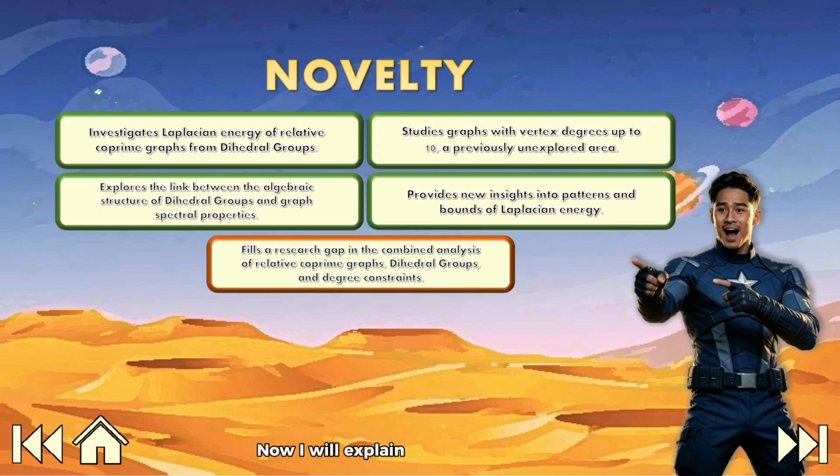Now, I will explain the novelty of this study. First, this research investigates the Laplacian energy of relative coprime graphs derived from dihedral groups. Second, it studies graphs with vertex degrees up to 10, which is a previously unexplored area. Third, it explores the relationship between the algebraic structure of dihedral groups and the spectral properties of graphs. Next, it provides new insights into patterns and bounds of Laplacian energy. Finally, this study fills a research gap in the combined analysis of relative coprime graphs, dihedral groups, and degree constraints.